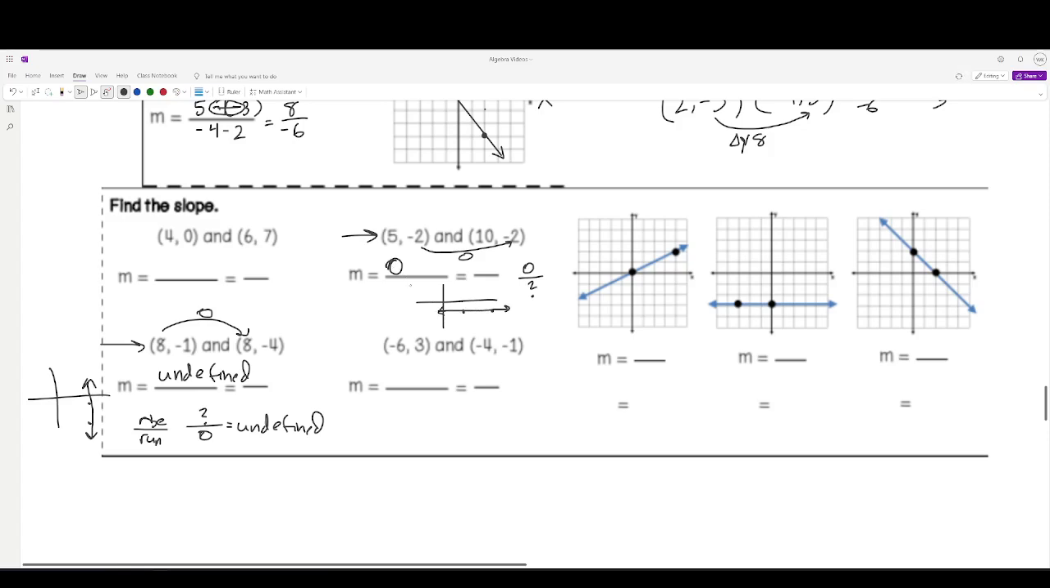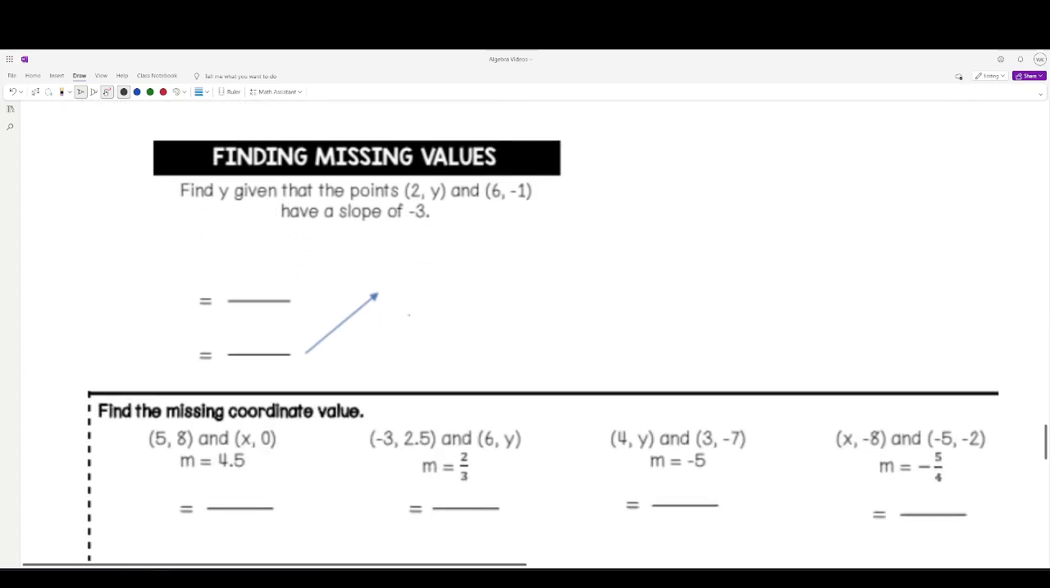So those are the ones that are going to trip you up the most, where they're flat lines or vertical lines. Same thing with a graph. This second graph here has a horizontal line, so the slope is 0. I don't need a slope formula. I can just go straight to saying the slope is 0.